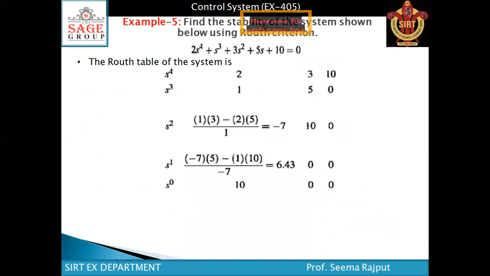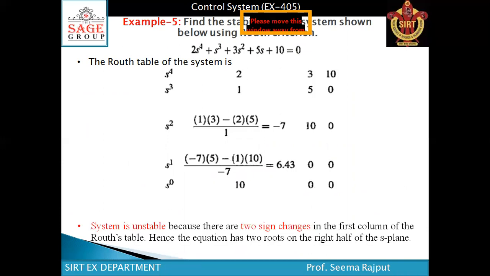And example 5: find the stability of the system shown below using the Routh table. So that is one example, and you have to solve this. After solving, you find there are also two sign changes in the first column. So the system is unstable.